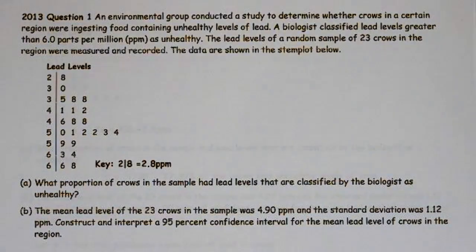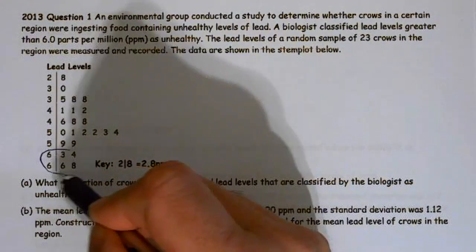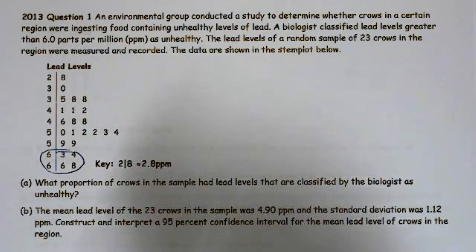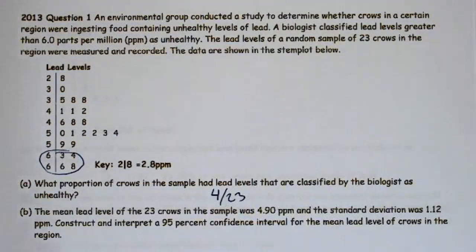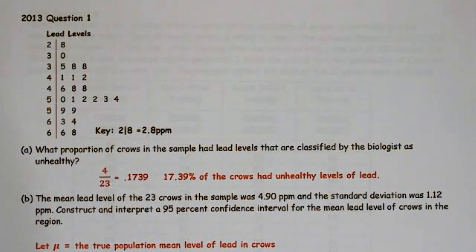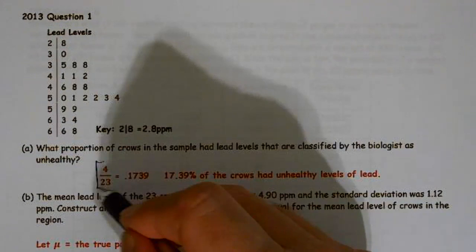What proportion of the crows in the stem plot had lead levels that are classified as unhealthy? Well, they said anything greater than 6. In this case, it looks like I have 4 out of 23. As a matter of fact, if I showed the fraction and then turned it to a decimal, that's all I needed to do in order to receive full credit right there.